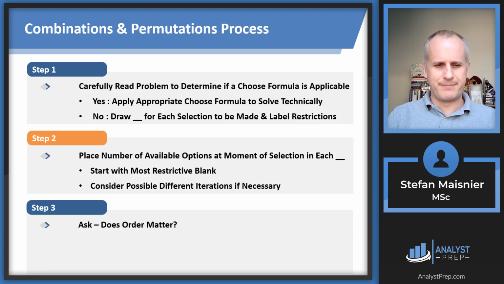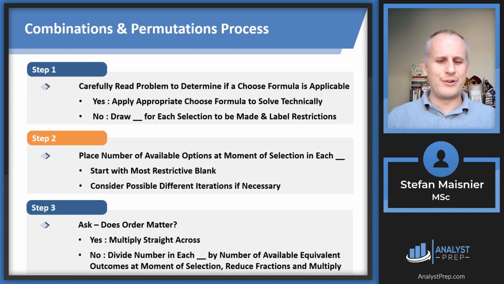Then step 3, ask, does order matter? Because if order matters, then you're going to have to multiply straight across. If order does not matter, that's when you have to divide, and you'll divide the number in each blank by the number of available equivalent outcomes at that moment of selection, reduce your fractions, and then multiply across.